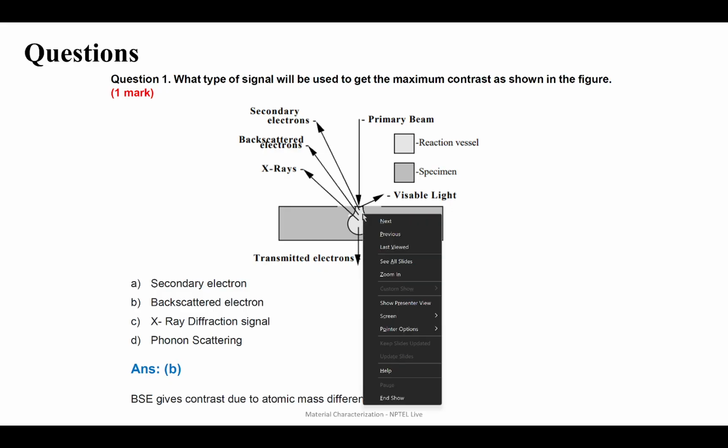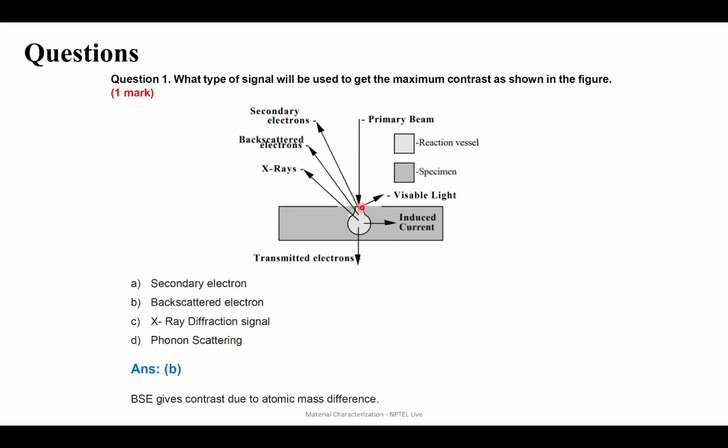So if you see here, this is the reaction vessel, and it is very deep here, so we won't get much contrast from secondary electrons since the penetration is deeper. So to get maximum contrast, we will have to use backscattered electrons, which will be able to give contrast due to atomic mass difference.